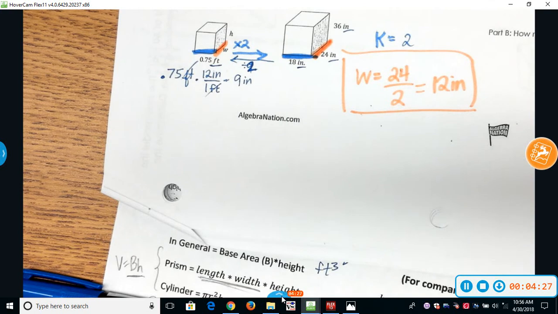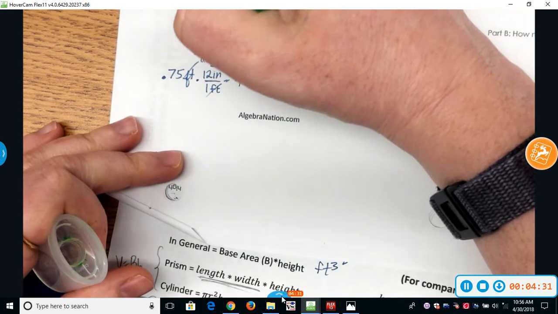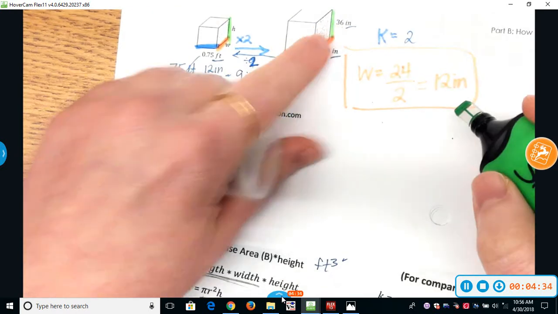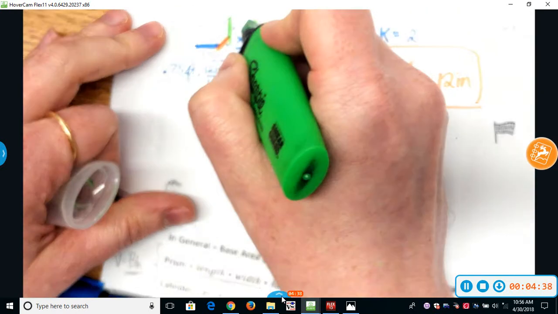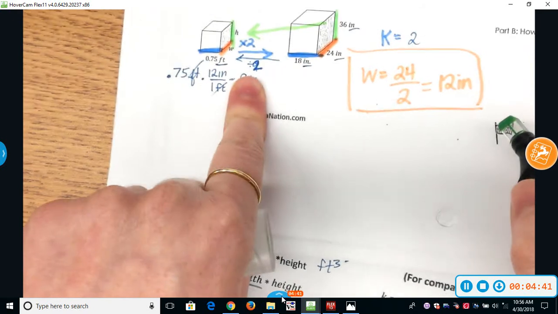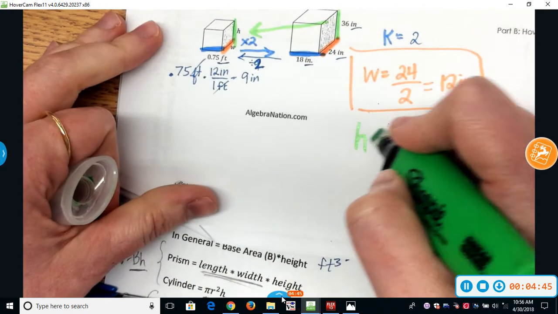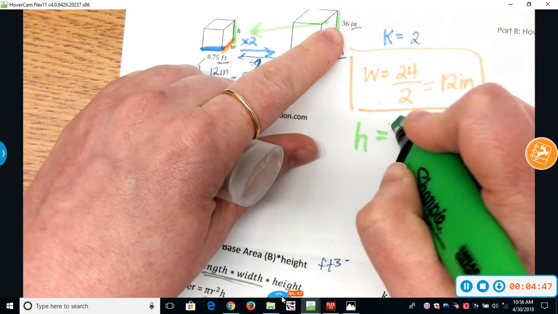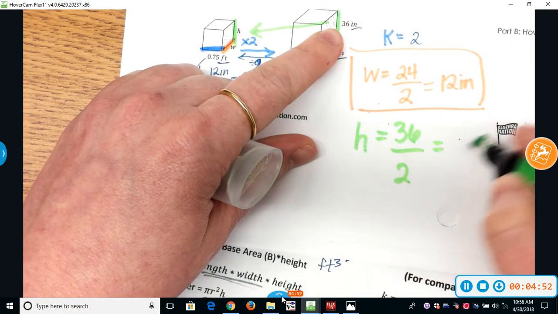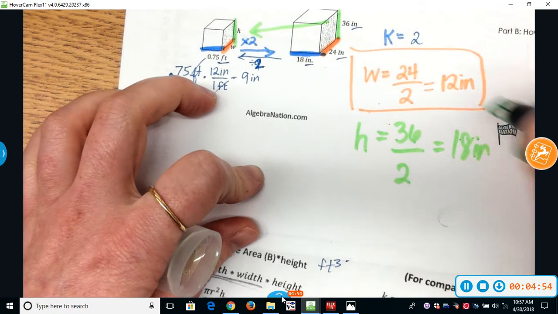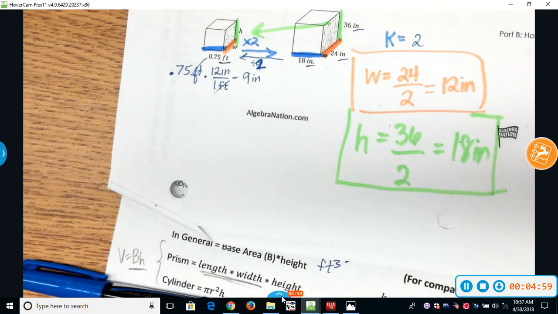Last side, I have this side right here. This is the height, otherwise known as H. Again, I have the big side. I need to go big to little, so I'm dividing by 2. 2 is my scale factor. So H is going to be 36 divided by 2, which you get 18. That's pretty straightforward.